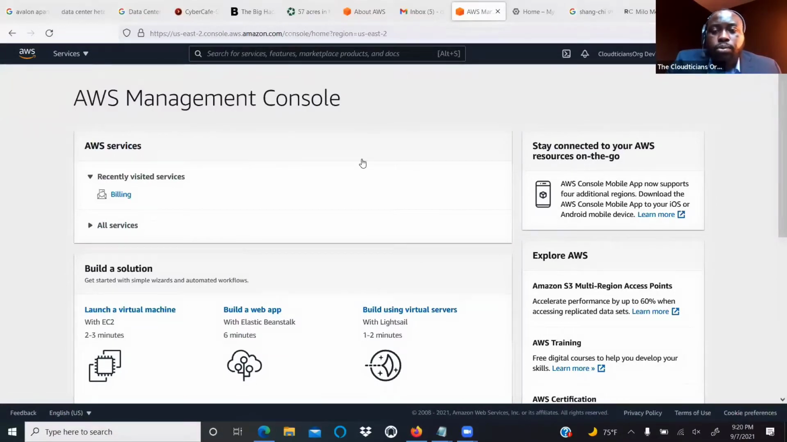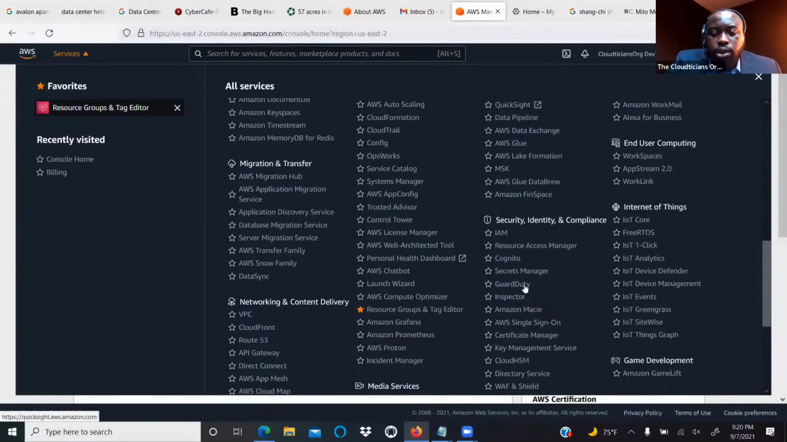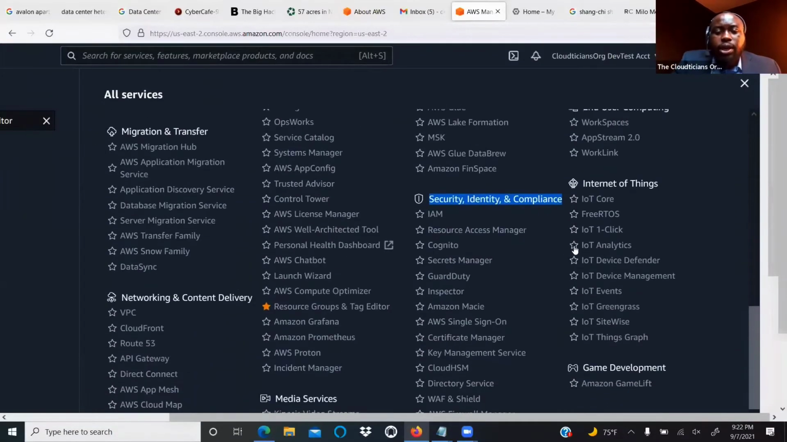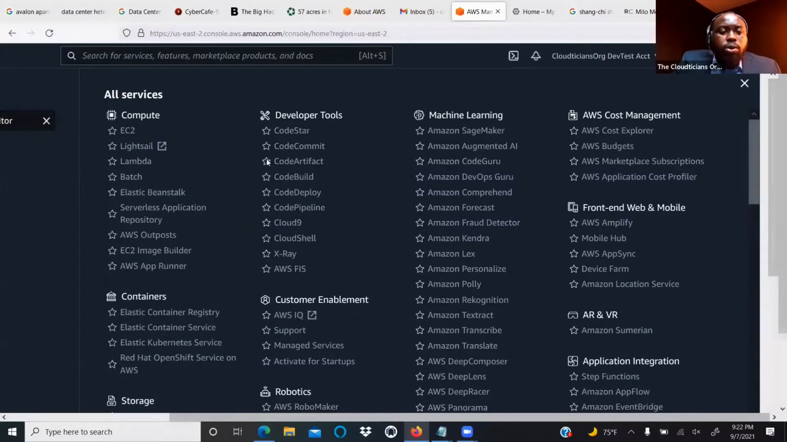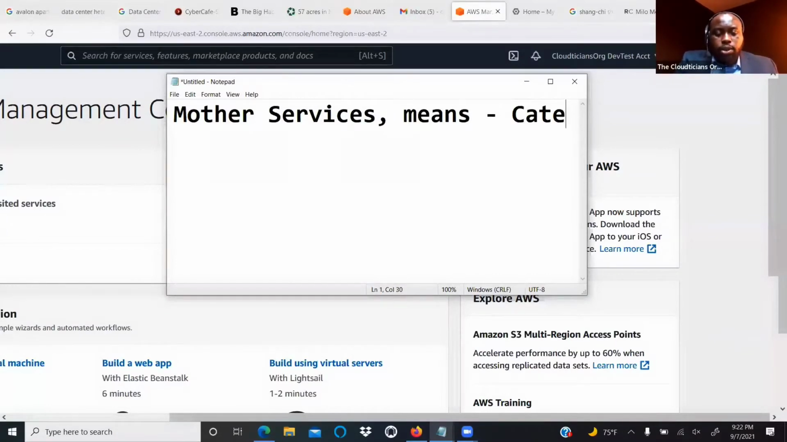So the first thing we do is go to services. Under services, we have security, identity, and compliance. In AWS, there are a lot of services. There are what they call the mother services and child services. A mother service is equal to a category.